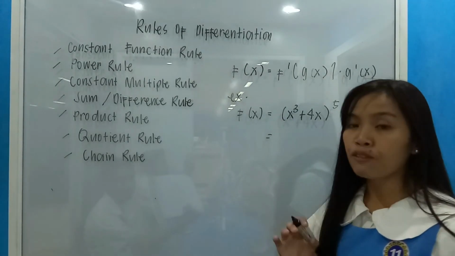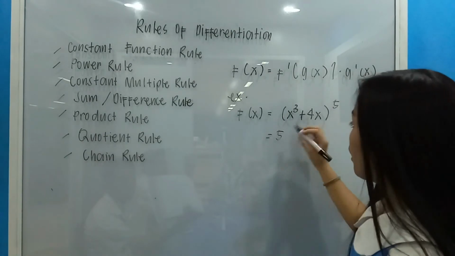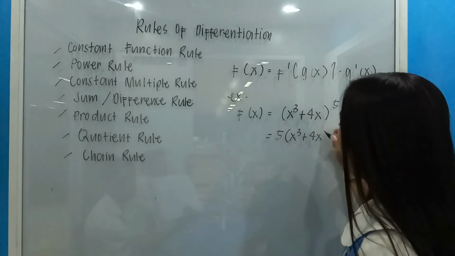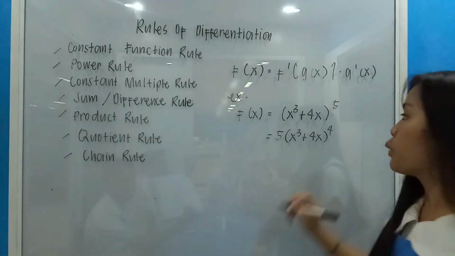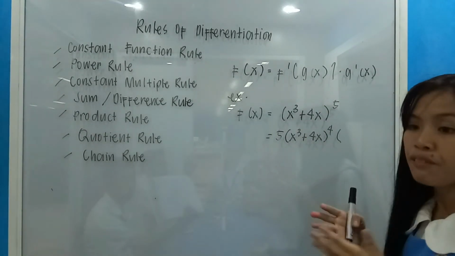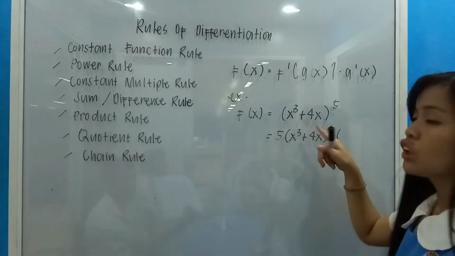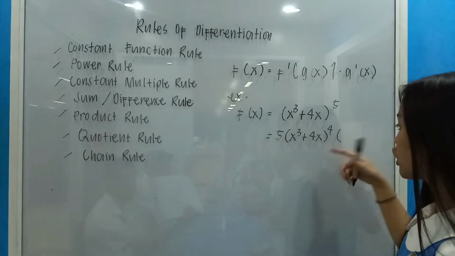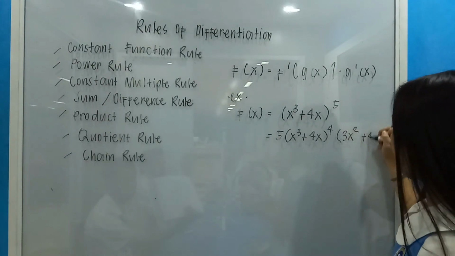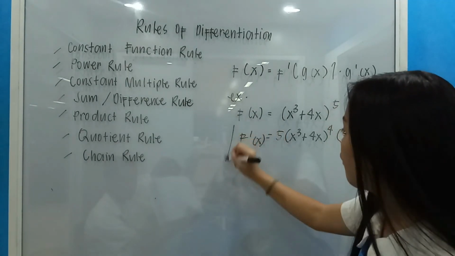First, we are going to find the derivative of our outer function, which is 5 multiplied by x cubed plus 4x raised to 4. Then we are going to multiply it by the derivative of our inner function, x cubed plus 4x. The derivative of this inner function is 3x squared plus 4. Now, this is the derivative of our function f of x.